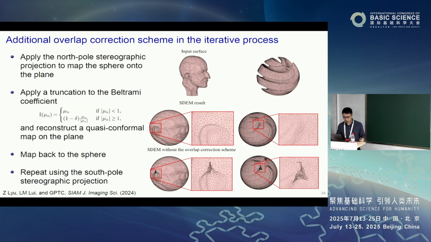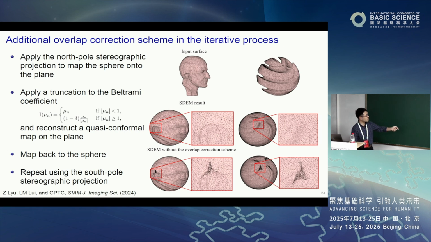Another thing that is different from the previous approach is that we will also add an overlap correction scheme. As we mentioned previously, in the traditional DEM approach, there is no guarantee against overlaps. And in the DEQ approach, there is a way for us to prevent overlaps by using quasi-conformal mapping. So here we try to use a similar idea, but we note that the quasi-conformal mapping computations can only be done on the plane.